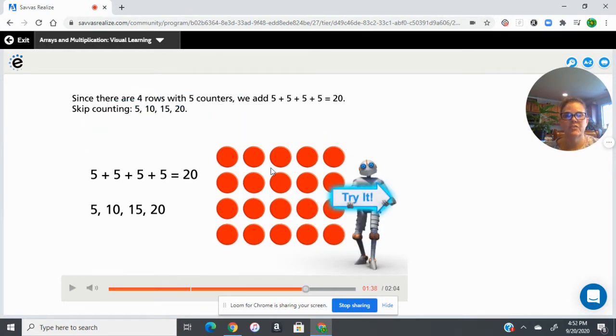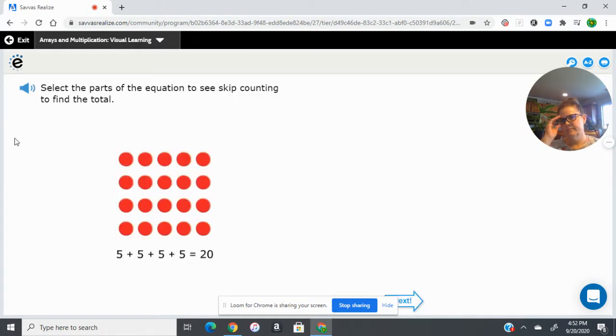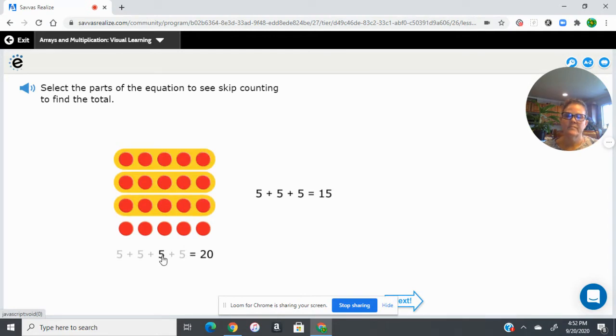All right, we're going to give it a try. Select the parts of the equation to see skip counting to find the total. Okay, so this is one row. So we've got, I'm not sure what it wants us to do. Select the parts of the equation. Oh, okay. 5. So there's 5. Plus 5 plus more. 5 equals 10. 5 plus 5 plus 5 equals 15. 5 plus 5 plus 5 plus 5 equals 20.